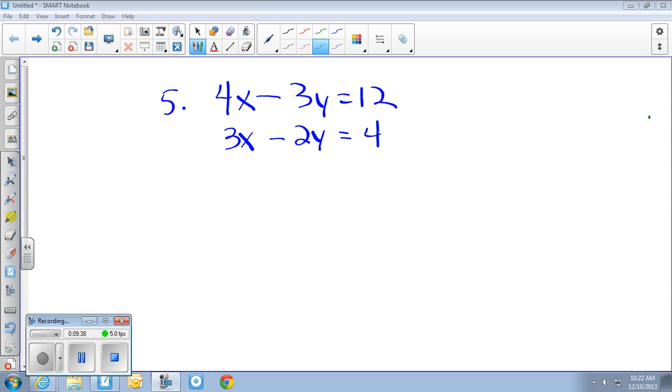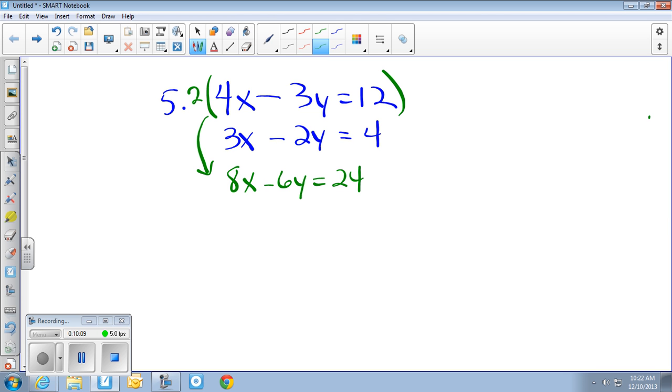Now what I really want to do is multiply them by a number to reach the common multiple of 3 and 2, which is 6. So if I can get a 6y and a negative 6y, that's what I'm going to do. For the first equation, I'll multiply that by 2. So let's just multiply this by 2 and see what we end up with. So I'm going to rewrite down here. We get 8x minus 6y is equal to 24.